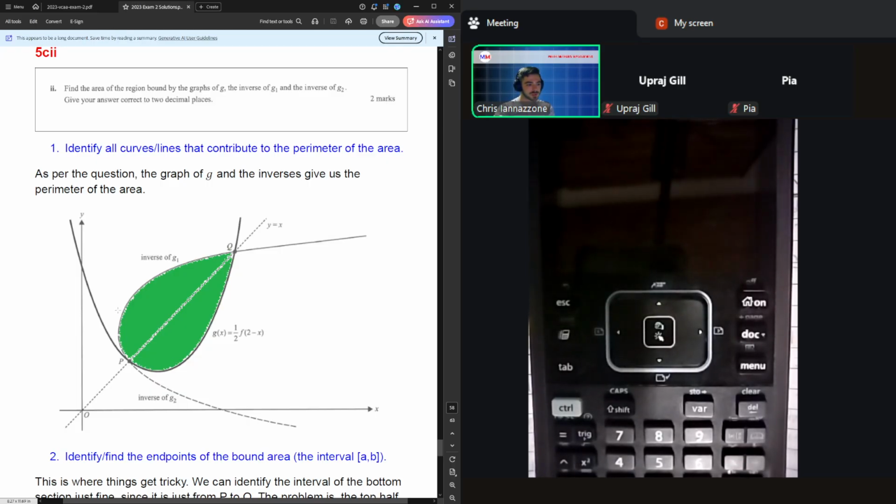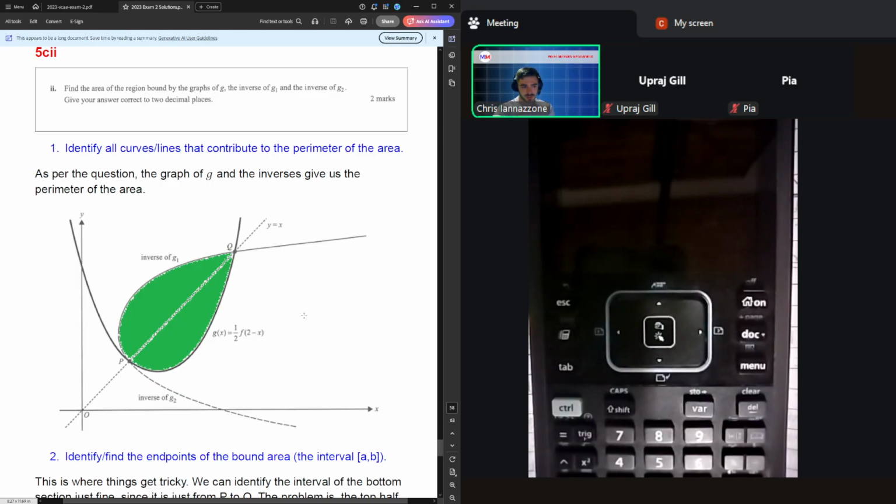So if you were to try and split it into a top take bottom scenario, you're basically doing it in two parts. One, from here, where your top is inverse G1 and your bottom is inverse G2. And then from here on, where your top is inverse G1 and your bottom is G for the remainder of the thing. Perfectly valid way of doing it.